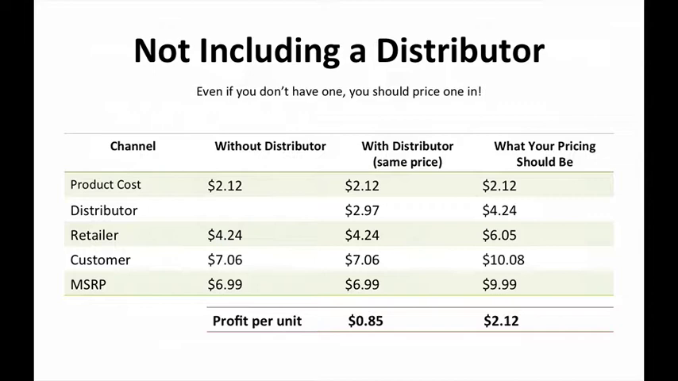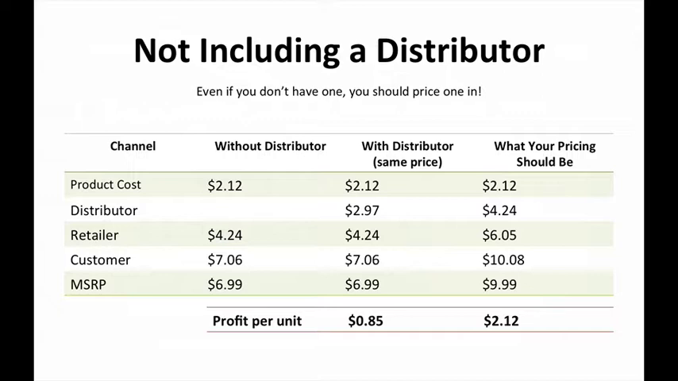And your pricing ultimately should be on the right here. Your product cost is $2.12. You add in the distributor, so you're getting the 50% margin. $4.24 goes to the retailer, goes to the customer, and you're back at $9.99.